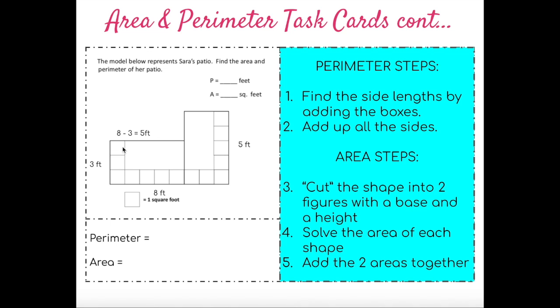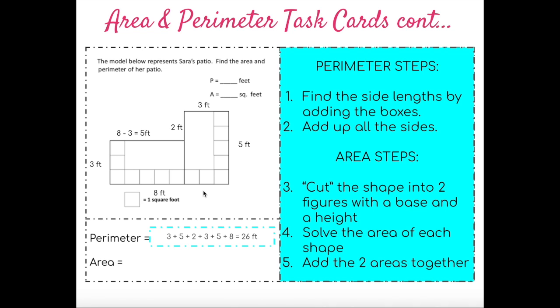Then counting up, I'd have 5, 1, 2, 3, 4, 5. Just move that up here. 2 because there are 2 boxes here. And 3 because there are 3 boxes on the bottom. If it helps you, you can go in and take the time and add all the lines up like it was a piece of graph paper. Then you're going to add up all the sides and you get 26 feet for the perimeter.